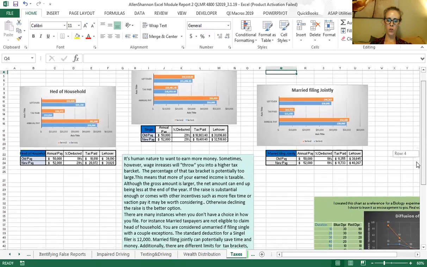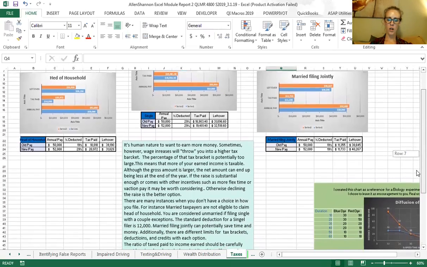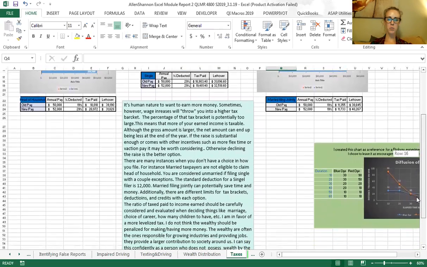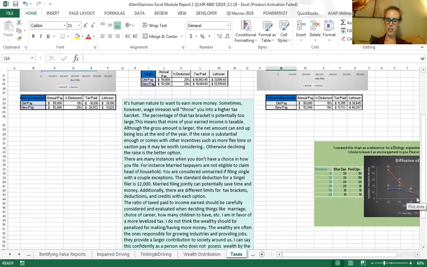It's human nature to want to earn more money. Sometimes, however, wage increases will throw you into a higher tax bracket. The percentage of that tax bracket is potentially too large. That means that more of your earned income is taxable. Although the gross amount is larger, the net amount can end up being less at the end of the year. If the raise is substantial enough, or comes with other incentives such as more flex time or vacation pay, it may be worth considering. Otherwise, declining the raise might be the better option, at least for the time being.